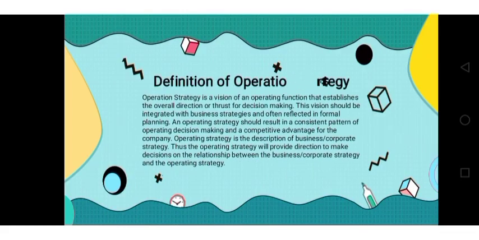Moving to the next slide. Definition of operation strategy. Operation strategy is a vision of an operating function that establishes the overall direction or thrust for decision making. This vision should be integrated with business strategies and often reflected in formal planning. An operation strategy should result in a consistent pattern of operating decision making and competitive advantage for the company.